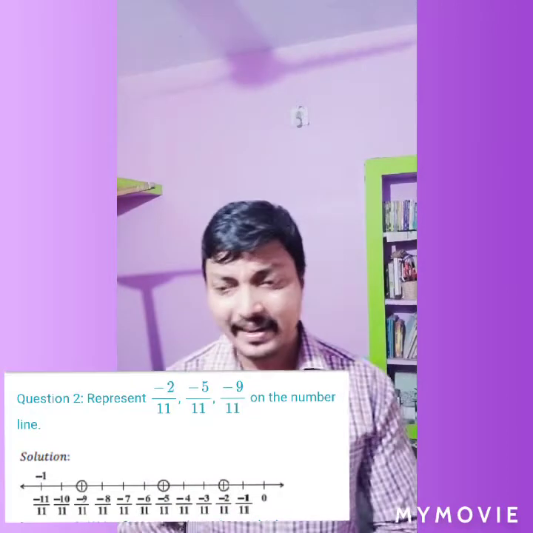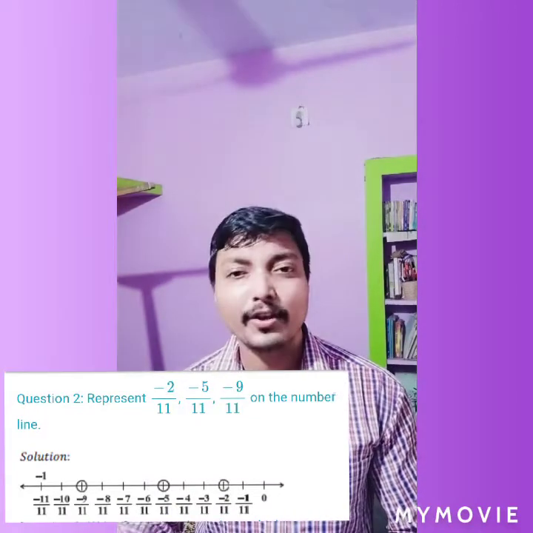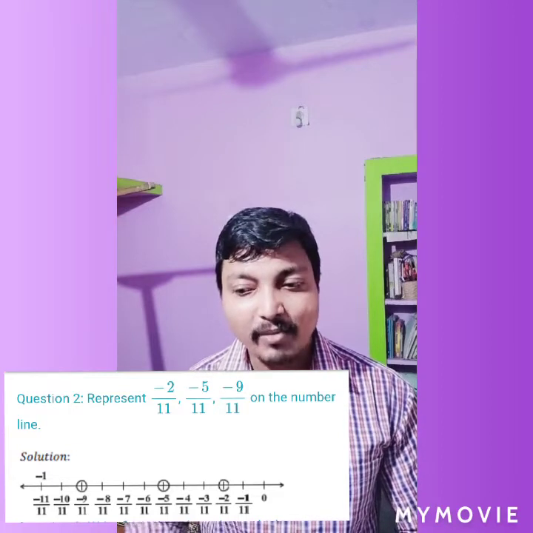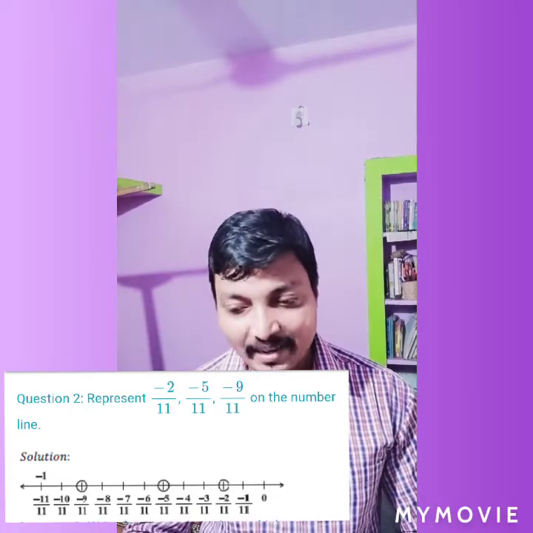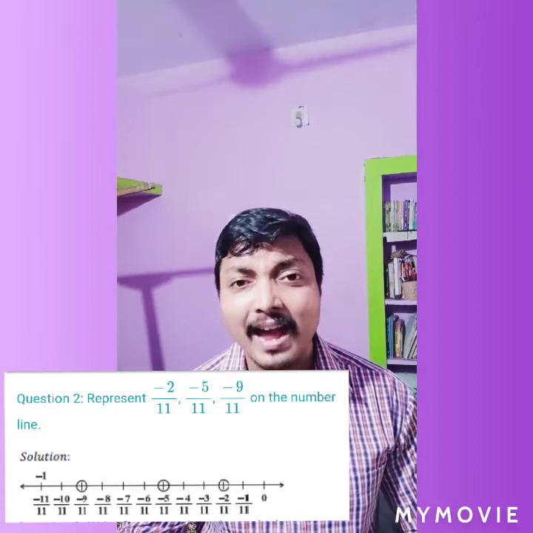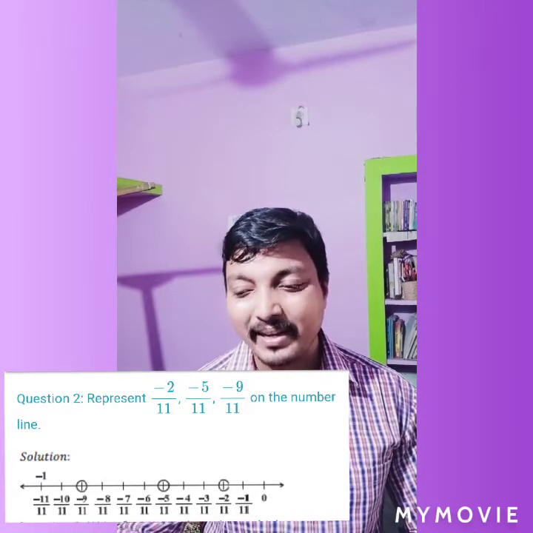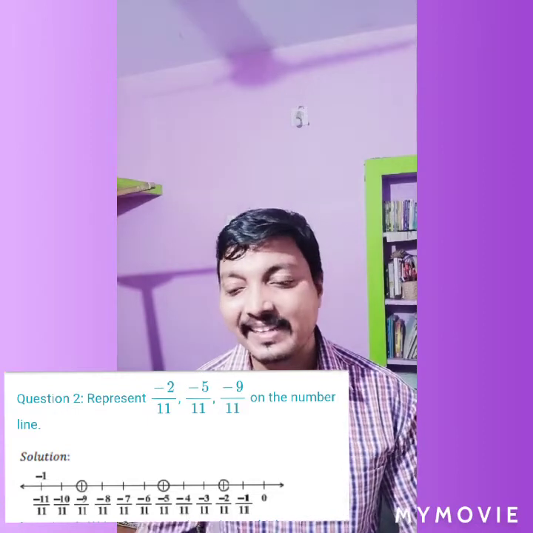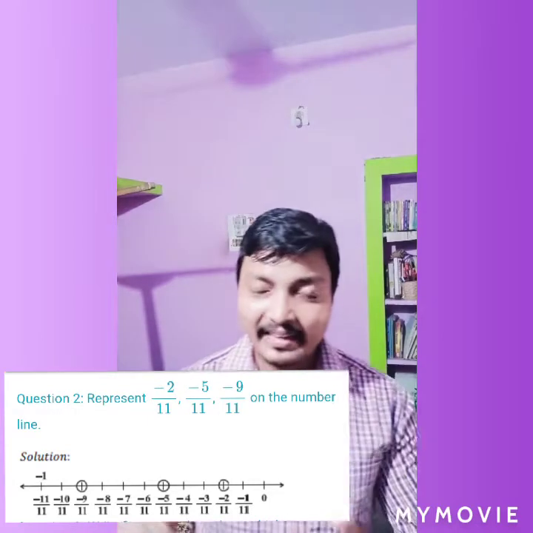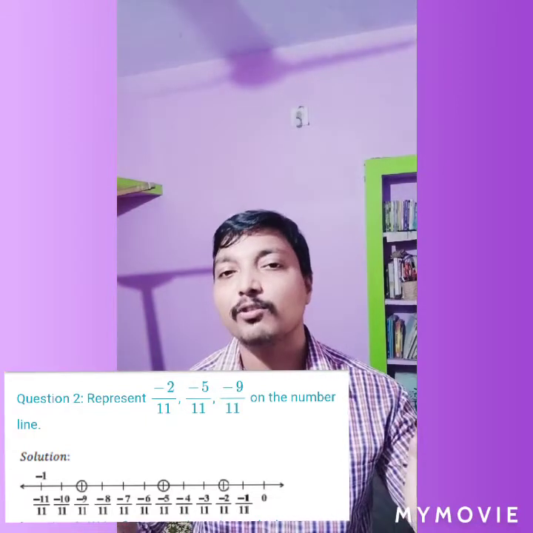Okay. Then question number 2, it is given: minus 2 by 11, minus 5 by 11, minus 9 by 11 on the number line. On the number line, at a time you have to show 3 rational numbers. All the rational numbers are negative. Also all the numerators are smaller than the denominator. See, minus 2 is less than 11, minus 5 is less than 11, and minus 9 is less than 11. All numerators are smaller, and also negative. So it means they lie between 0 and minus 1.